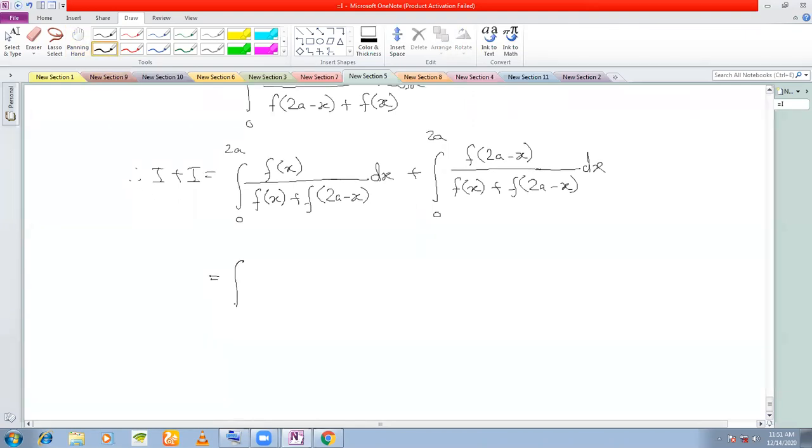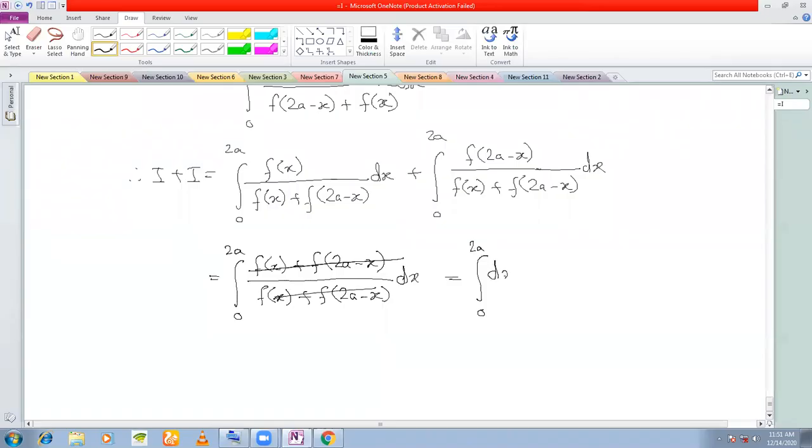Now you combine both the integrals: 2I is equal to integral 0 to 2a of f(x) plus f(2a minus x) divided by f(x) plus f(2a minus x) dx. So this and this cancel. You simply get integral 0 to 2a dx, which is x evaluated between the limits 0 to 2a, which is 2a minus 0, which is equal to 2a. That's it. It's a very similar problem.